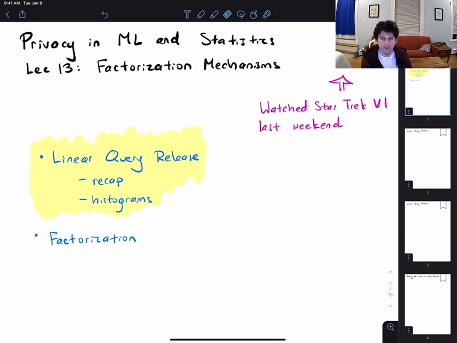Hi, everybody. This is Lecture 13 of Privacy in Machine Learning and Statistics, where we're going to start a unit of the course where we're going to focus a lot on the linear query release problem. And we're going to start this lecture by recapping linear query release and giving a different perspective on the problem that will be really useful.